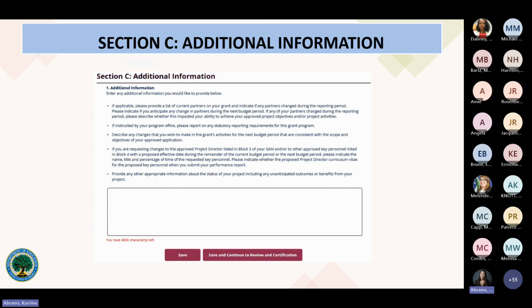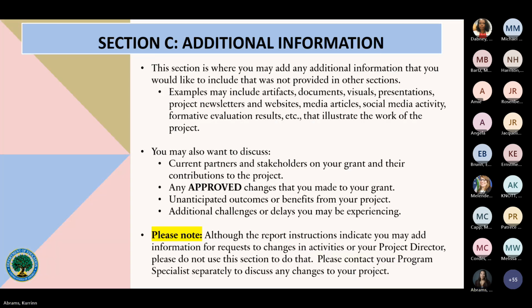And then I do want to note, although the report instructions do indicate that you can add information for requesting additional changes to either your activities or your budget, we do recommend not using the APR to do so because, again, we are reviewing about 75 to 100 plus reports. And so we want to make sure that we get those changes separately so that we can work with you to discuss those changes, or in the case that we need additional documentation. I would recommend contacting your program specialist separately to discuss any of those changes to your project. And I've included all that information here so that you can refer back to it at a later time.